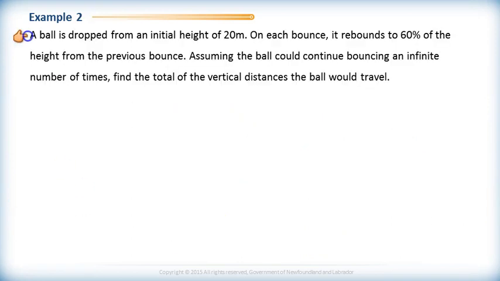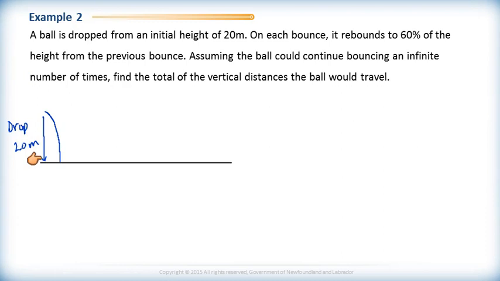Example 2. A ball is dropped from an initial height of 20 meters. On each bounce, it rebounds to 60% of the height from the previous bounce. Assuming the ball could continue bouncing an infinite number of times, find the total of the vertical distances the ball would travel. The drop distance is 20 meters. On bounce 1, the ball gets up to 60% of 20, which is 12 meters up. But don't forget, it's got to drop back down to the floor another 12 meters. So really for bounce 1, that's a total of 24 meters the ball travels up and then down.